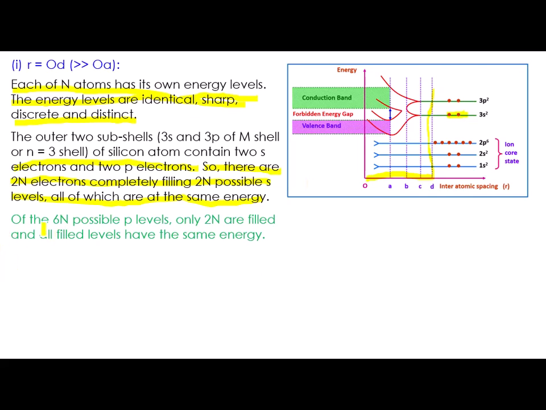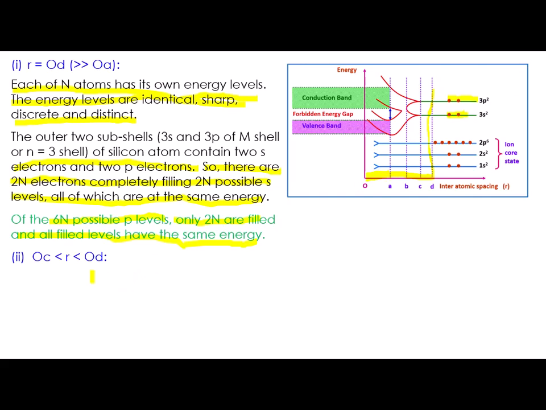Out of 6n possible p levels, only 2n are filled with electrons, and the rest of the 4n energy levels are empty. This is the situation when R is equal to OD, which is very much greater than the equilibrium distance of separation.